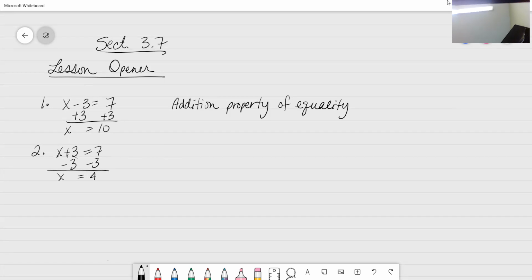and x equals 4. However, if you go back to the basis of what we were doing, we are adding the opposite to both sides to cancel out what's being done to the variable and then solve for that variable. So this is still the addition property of equality.